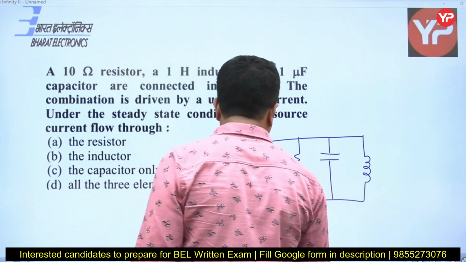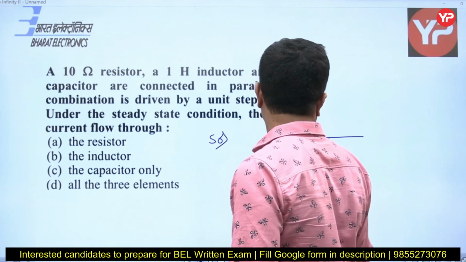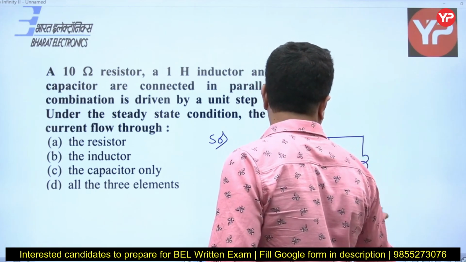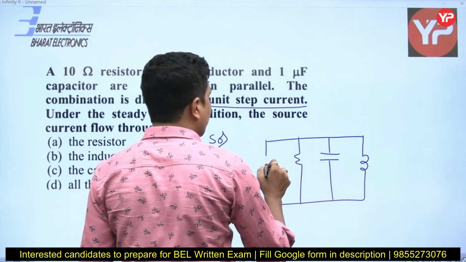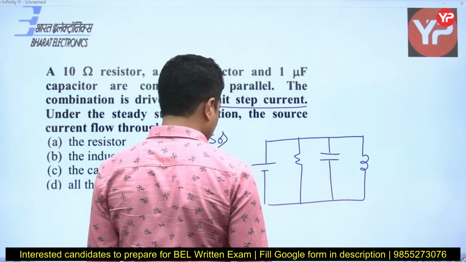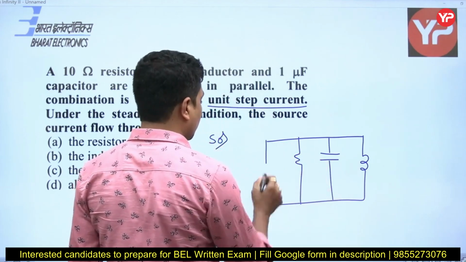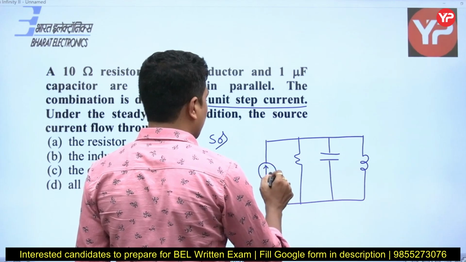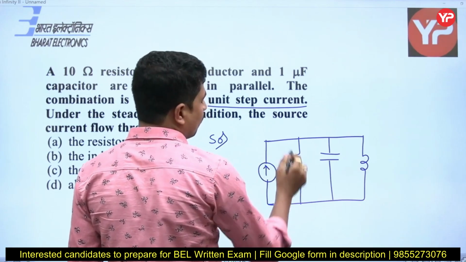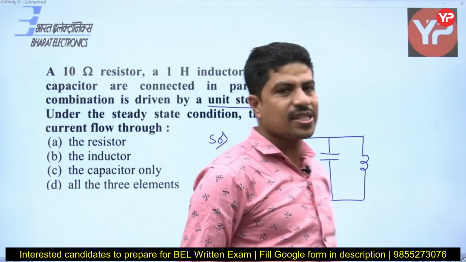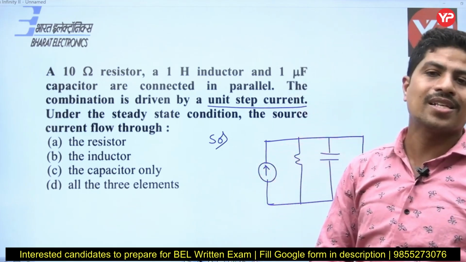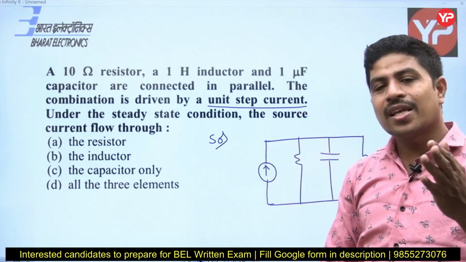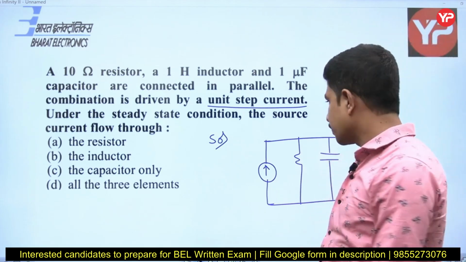And this is excited with what source? There is an inductor. Unit step current means simply DC. What is the difference between DC and step? If you connect a DC source at t equal to 0, that is called a step. If that DC has been there since long back, that is DC.